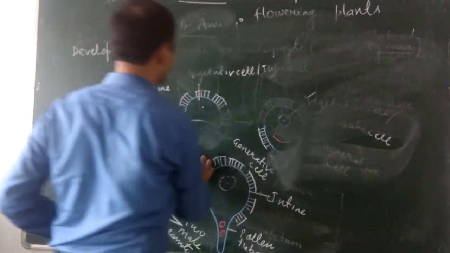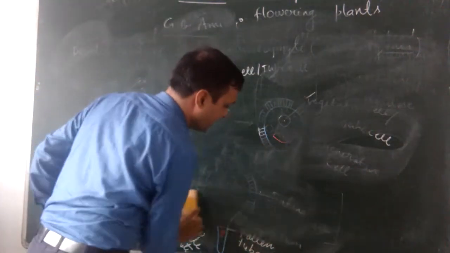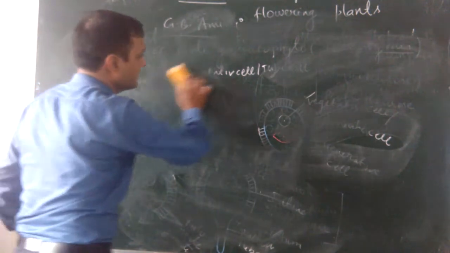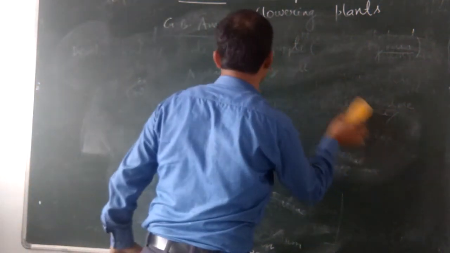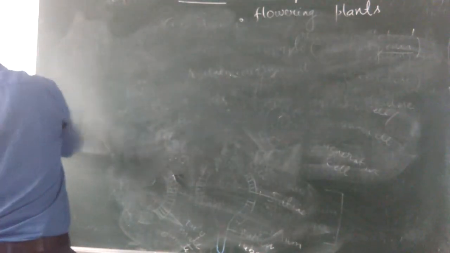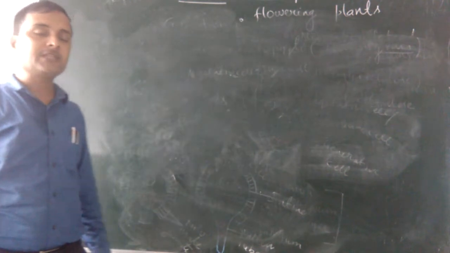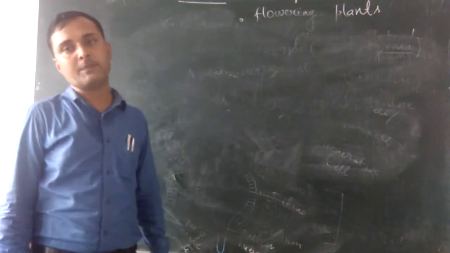Now see gynoecium. How many parts of a typical flower? There are 4 parts: sepals, petals, stamen and carpel. Both sepals and petals, known as accessory parts, are non-reproductive parts of the flower, whereas stamens and carpels are known as reproductive parts of the flower.